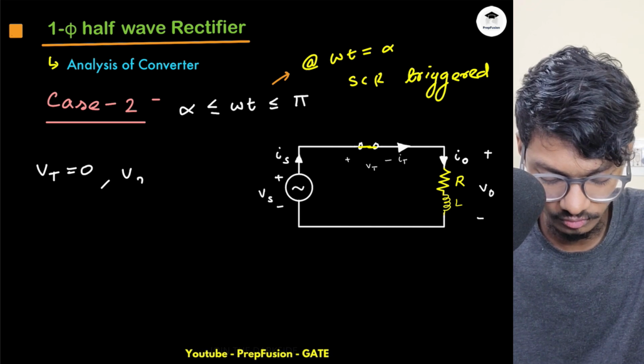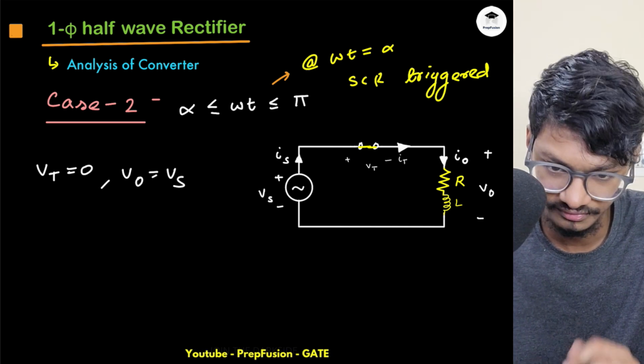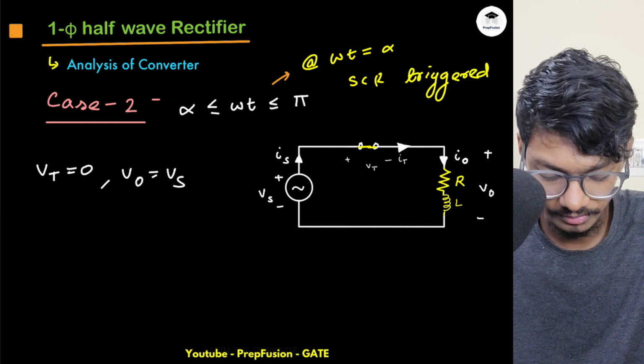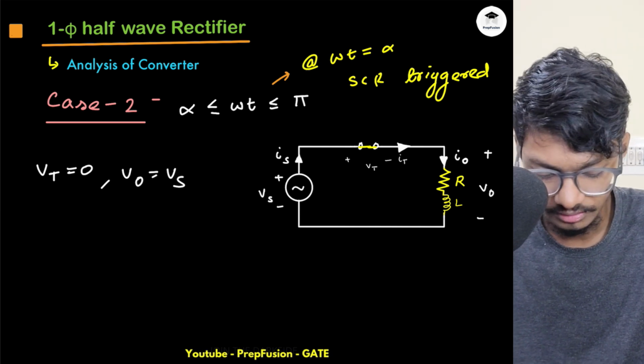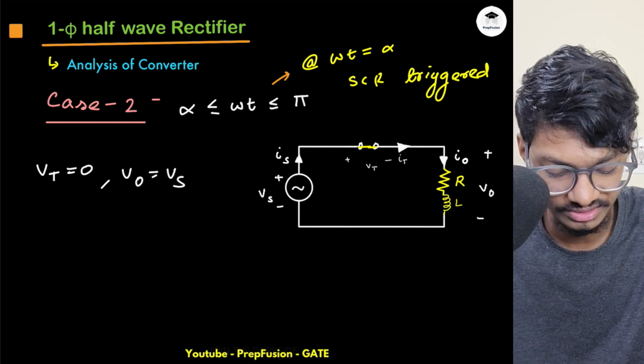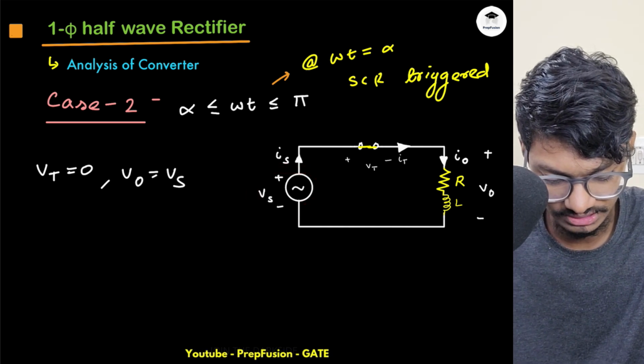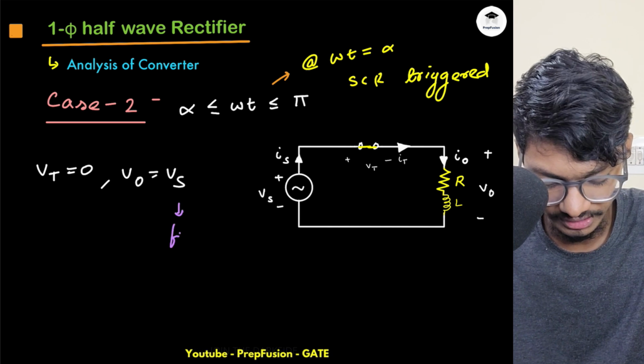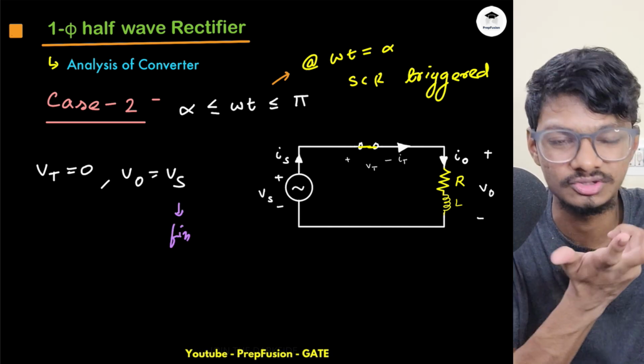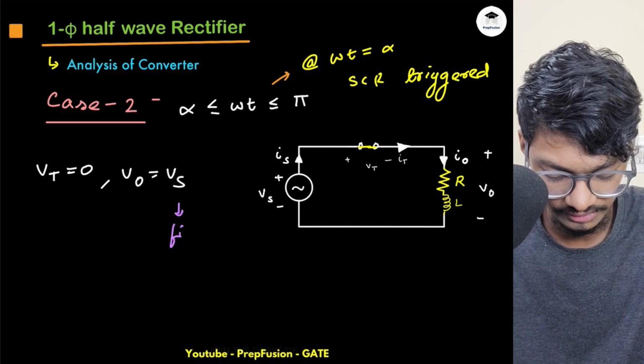My VO will be simply equal to VS, right? VO will be VS. And one thing to remember, initially the current is 0. Hence, there is no impulse voltage because VS is finite, right? VS is finite. There is some finite value, sinusoid, like just 0.001 or something like that. So there is some finite value.